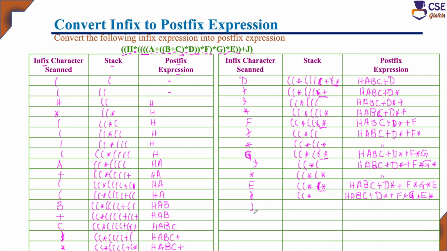And next also it is a closed parenthesis only. So until you encounter the first open parenthesis, pop the elements from the stack. If there is more than one element, one by one you need to pop the top element and place it in the postfix expression. Now you have to pop the star and place it in the postfix expression. HABC plus D star plus F star G star E star and then this star you have to pop it and place it in the postfix expression.